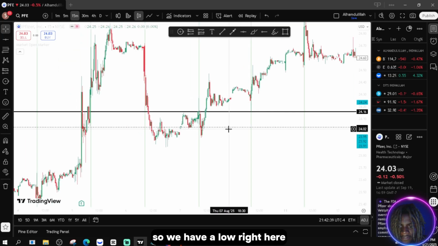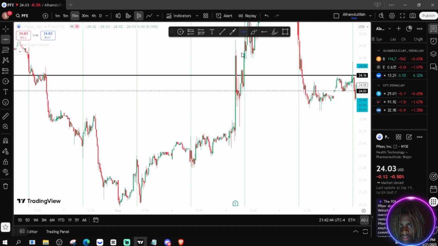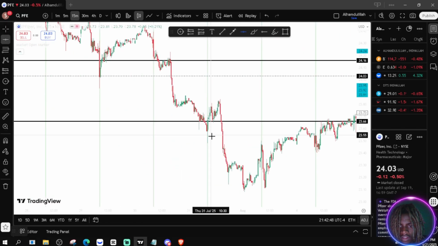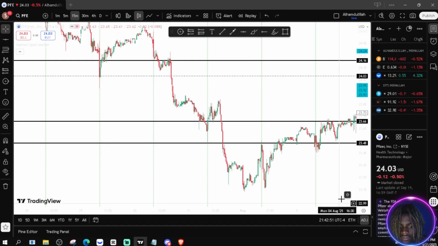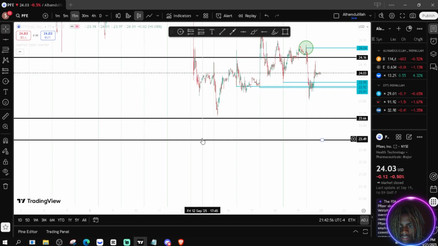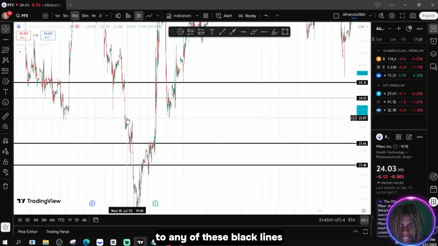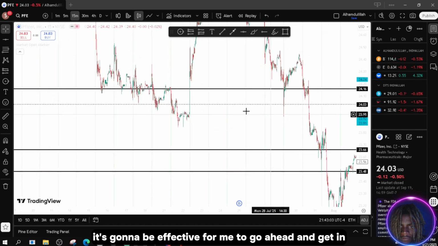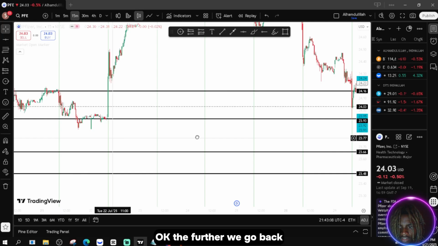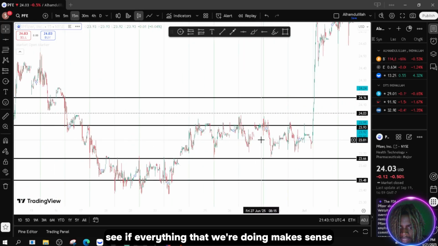So we have a low right here. I have one right here. We have another one down here. Go ahead and go to my current price. So I know if price pulls back to any of these black lines, it's going to be effective for me to go ahead and get in at those positions. 930 low right here too. The further we go back, the more data we're going to collect, to see if everything that we're doing makes sense and correlates.